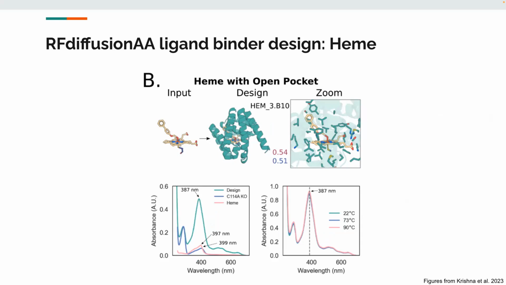And they found that when they knocked out that cysteine residue, then it lost that absorption, lending evidence to it actually being coordinated correctly. And then what's crazy about this design is it's actually stable at binding heme up to 90 degrees Celsius, which is like ridiculously high for a protein.